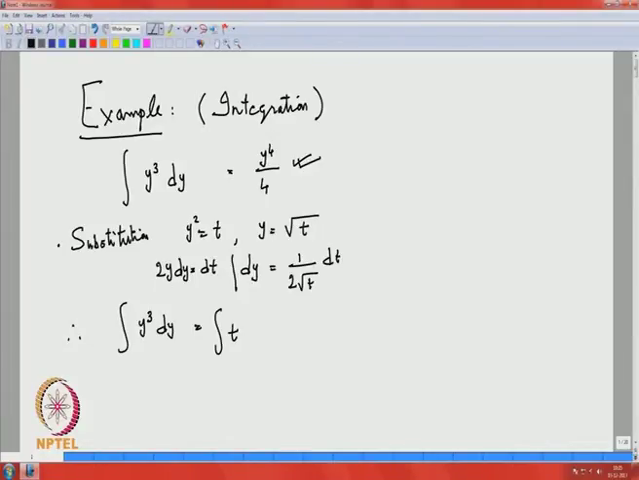So, y dy, y squared is substituted as t, y dy is half dt, you write half dt and you write t squared by 4. This is the procedure you follow, which is nothing but y to the fourth by 4, the answer.